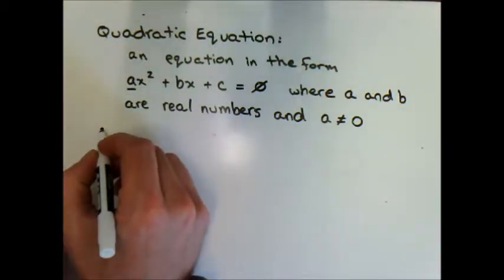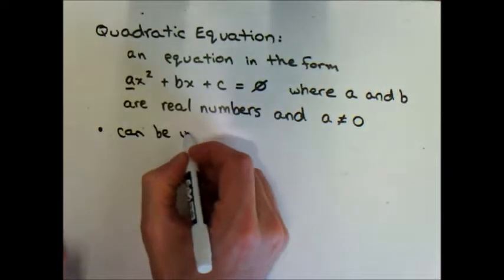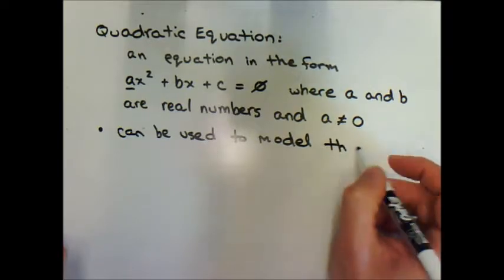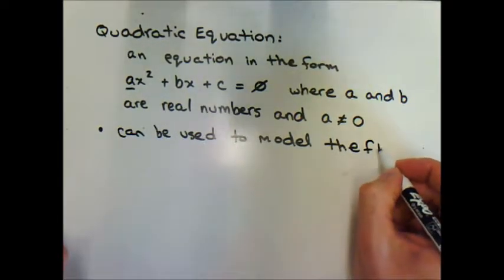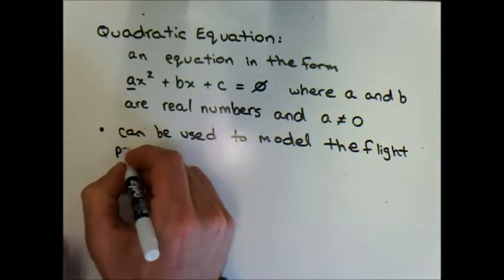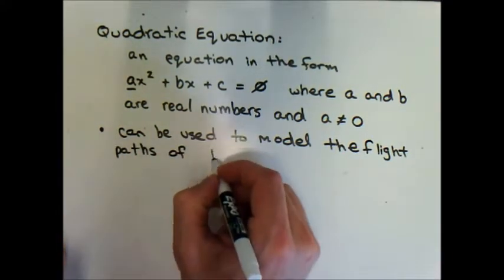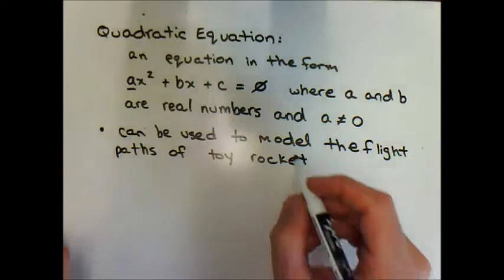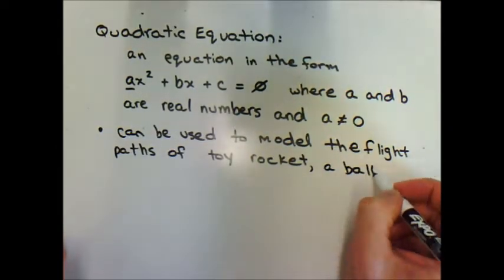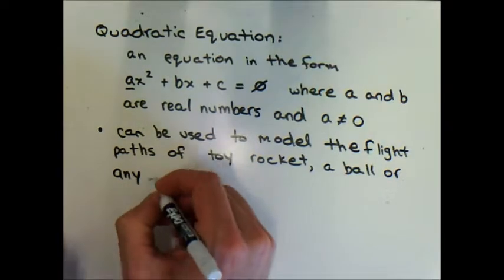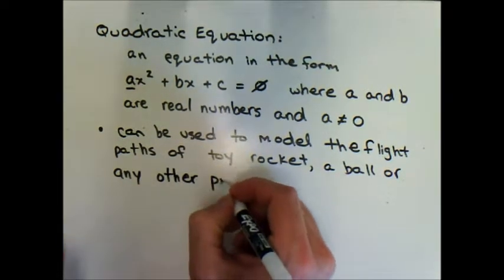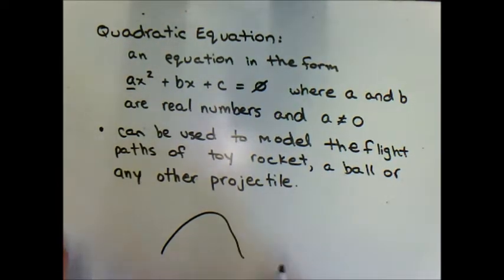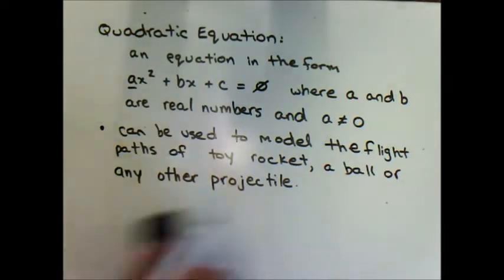Quadratic equations, another note, can be used to model many things in real life. They can be used to model the flight paths of a toy rocket, so a rocket that doesn't actually reach outer space, a rocket that is still subject to gravity, a ball, or any other projectile. A projectile is something that goes up and comes down in a symmetric parabola.